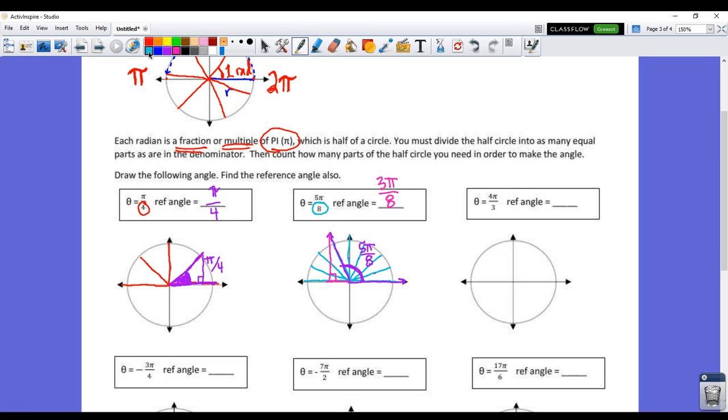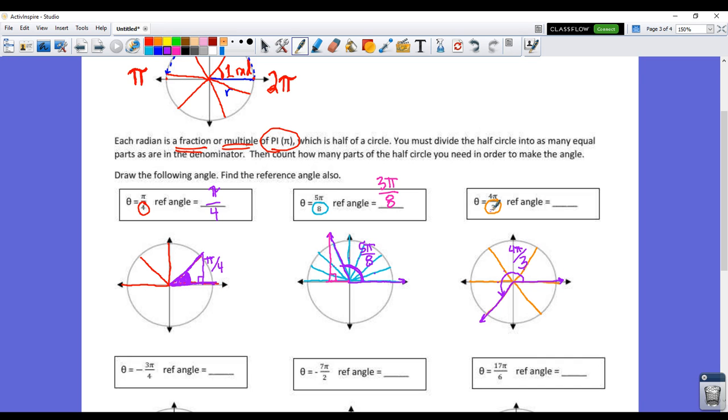Okay, 4 pi over 3. Let's see, that's the next one. 4 pi over 3. So we're going to divide our half circle into thirds. So if we do that, these are all 60 degree angles, right? Because 180 divided by 3 is 60. But instead, we're going to divide the whole entire circle into sixths. So we have 6 pieces if it's pi over 3. Okay, and I want to draw 4 of them. So we start at the positive x-axis, and we go 1 pi, 2 pi, 3 pi, 4 pi's over 3. So this is your angle, 4 pi over 3.